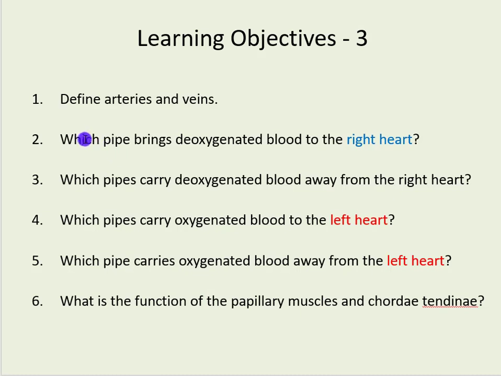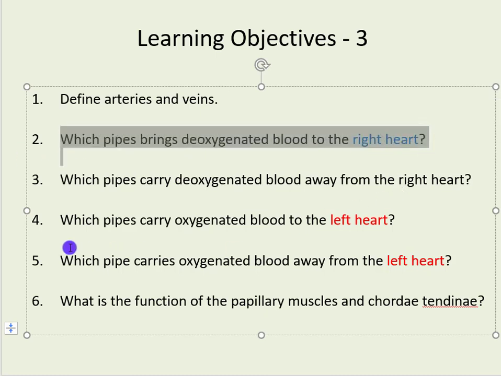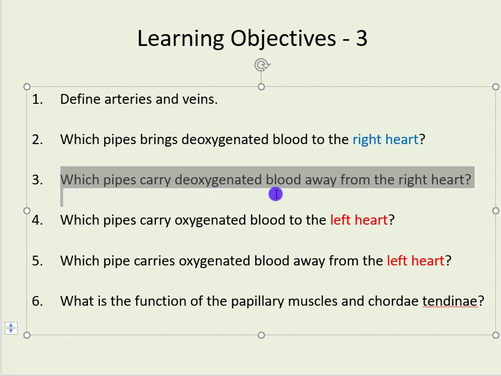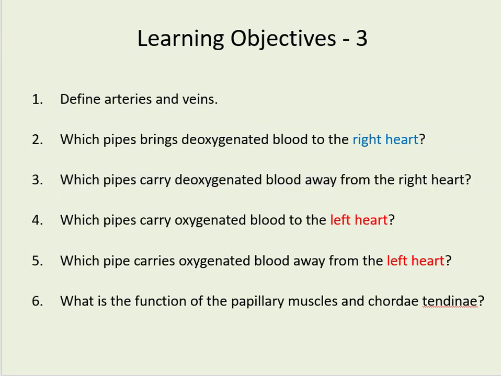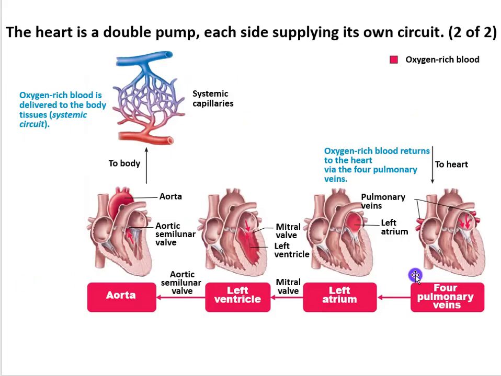So where we're at here, which pipe brings deoxygenated blood to the right heart, or which pipes do so? Those would be the superior vena cava, inferior vena cava, and the coronary sinus. Then which pipes carry deoxygenated blood away from the right heart? That would be the pulmonary trunk, which then splits off into the pulmonary arteries. Which pipes carry oxygenated blood to the left heart? I don't think I actually named those, did I? The pipes that bring oxygenated blood into the left side of the heart are the pulmonary veins.